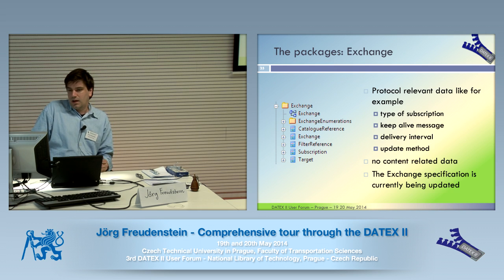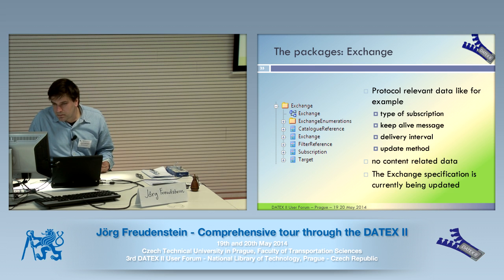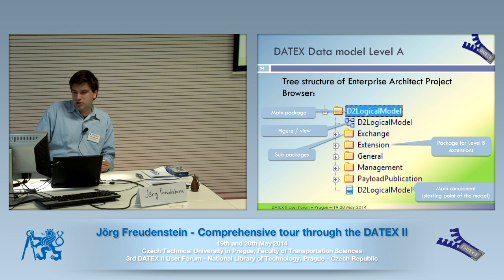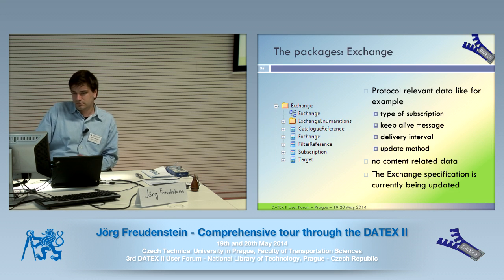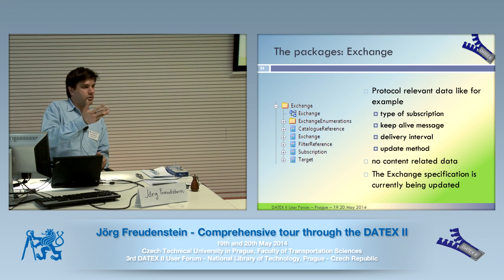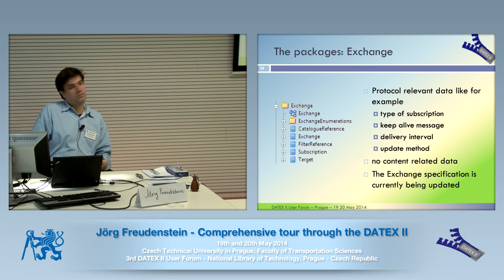Okay. Now I'm going through these packages. You saw them here, which packages we have. The upper packages we have are Exchange, Extension, General Management, and Payload Publication, and I will walk through them now. And if you are able to have a look in the HTML browser, you could follow these things, because it must be the same. You can have a look in parallel. I don't know if you are able to do so.